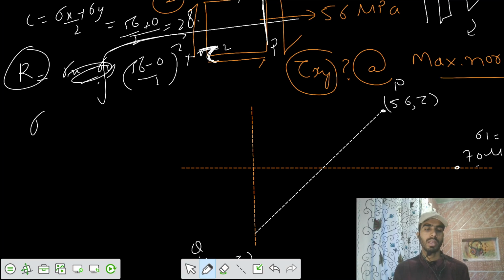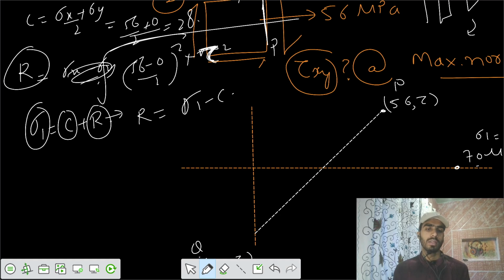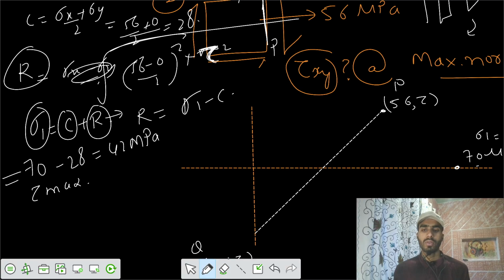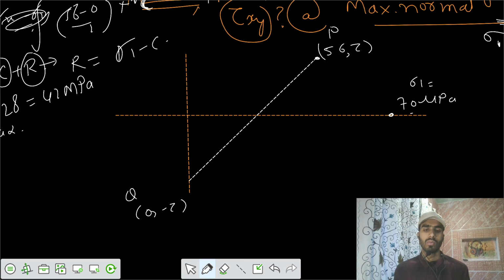But I know one thing also, that sigma 1 equals c plus r, and the center we got, and sigma 1 I also know. Then I can say what the value of the radius is: sigma 1 minus the center. So the radius value would be 70 megapascal minus 28, that is 42 megapascal. That's also tau max. So your maximum shear stress would be 42 megapascal, your radius of 42.